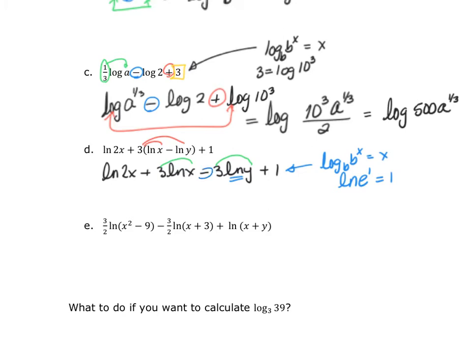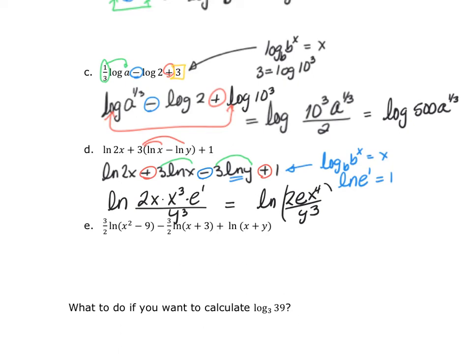Every time I see a subtraction, it's going to go in the denominator. Every time I see addition, it's going to come in the numerator as multiplication. So this becomes the natural log of 2x. The next thing I'm going to multiply is x to the third, and then times e to the 1. The only thing that's going in the denominator is y to the third. So my final answer is the natural log of 2e x to the fourth all over y to the third. All right.